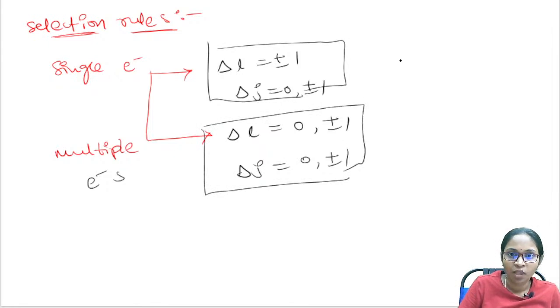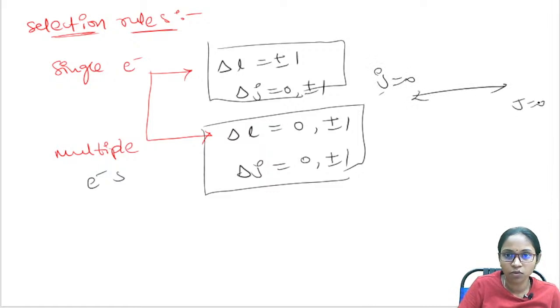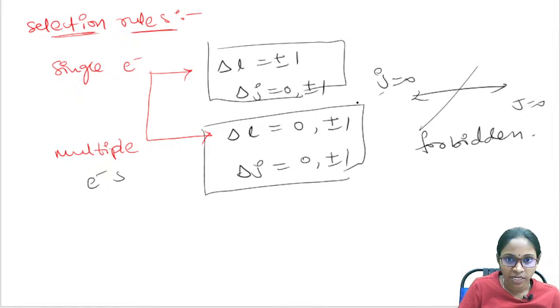And here, in both the cases, the electron transition from J equals 0 to J equals 0 is forbidden. This is forbidden. It is not allowed. The electron transition from J equals 0 orbit to J equals 0 orbit is forbidden. And let's see one example.